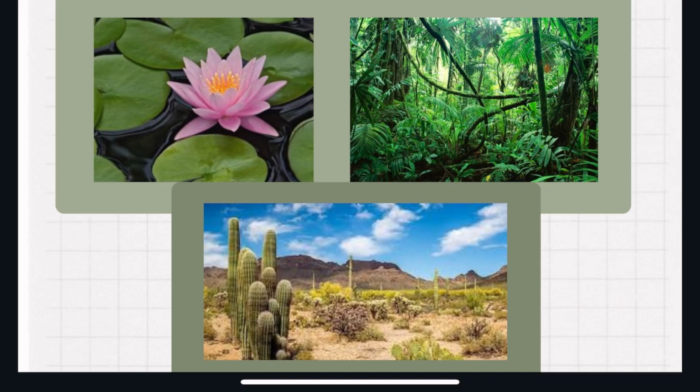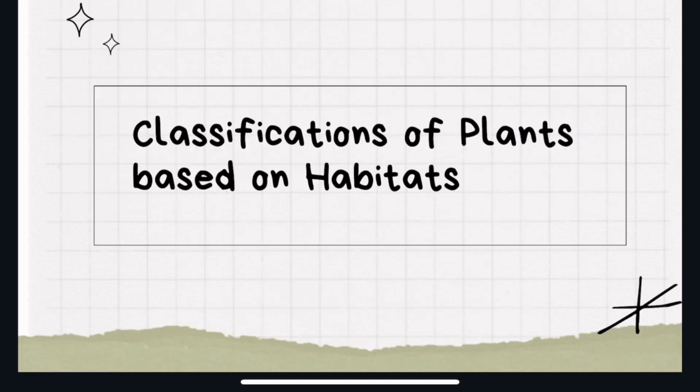Okay, so these are all the example habitats. We have the desert, the jungle, and the water. Okay, next. So this is classification of plants based on habitats.